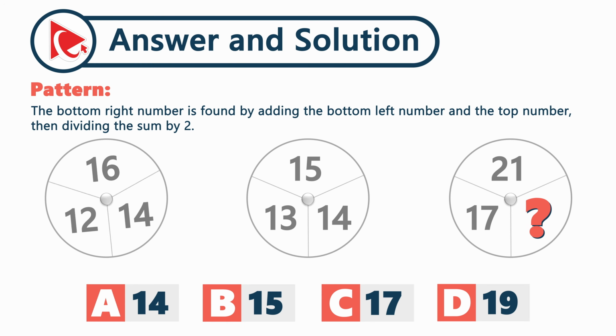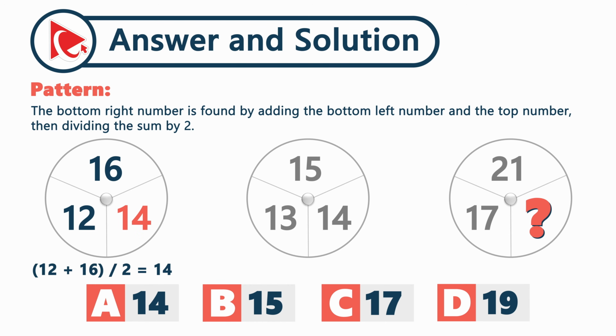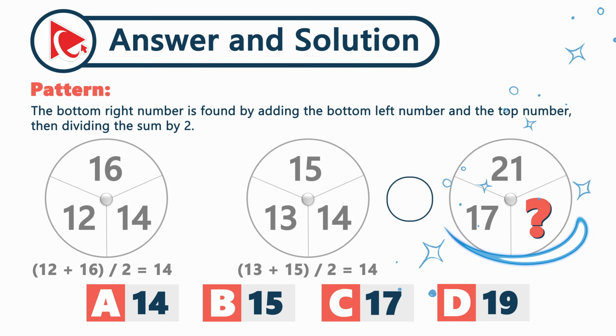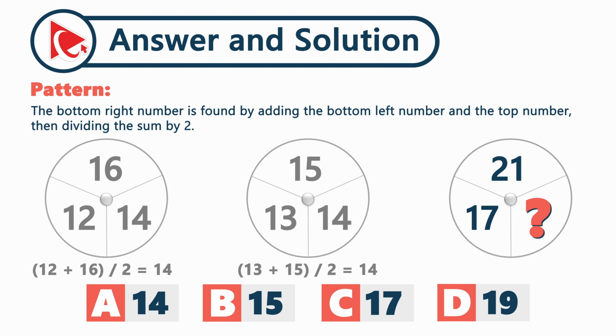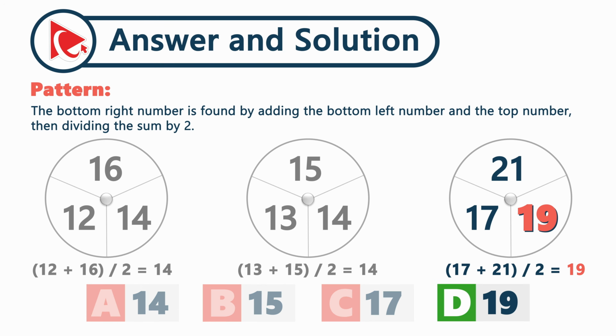In the first circle, the numbers are 12, 16, and 14. 12 plus 16 divided by 2 equals 28 divided by 2 and equals 14. Let's continue with the second circle. 13 plus 15 equals 28 as well, and divided by 2 also equals 14. I hope you didn't select 14 as an answer, and it was so tempting. Now is the magic time to calculate the missing number. 17 plus 21 divided by 2 equals 19. So the correct answer here is choice D, 19.